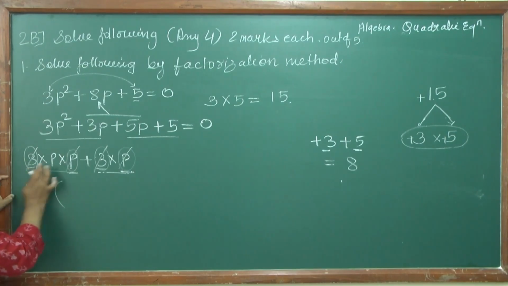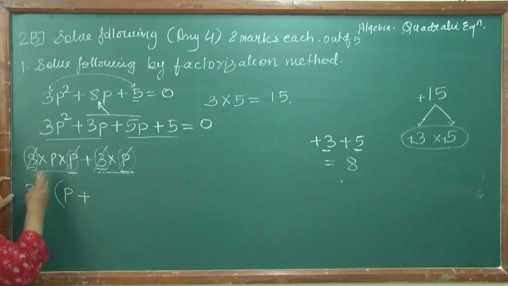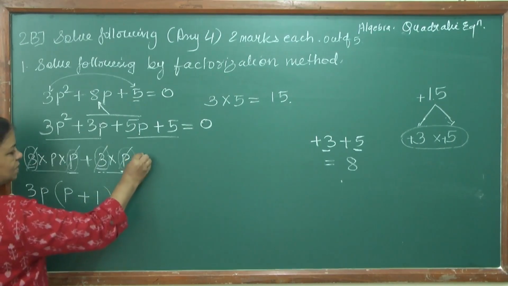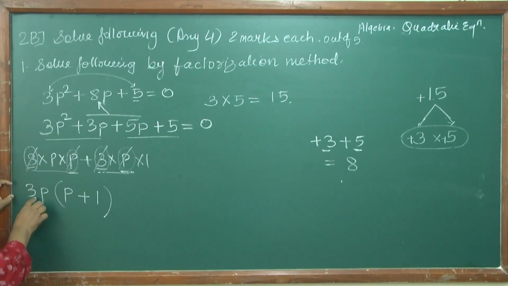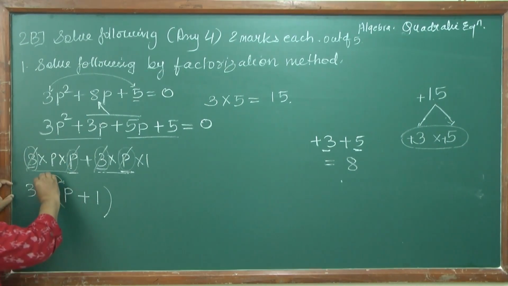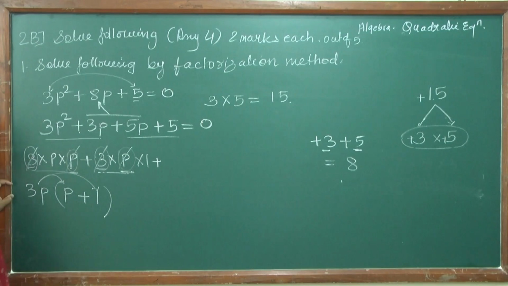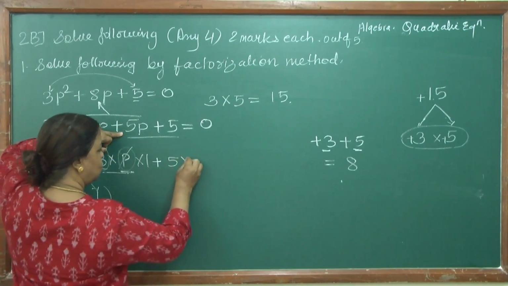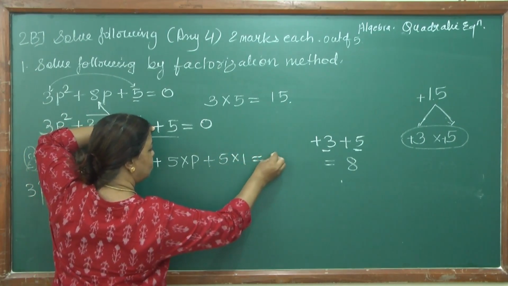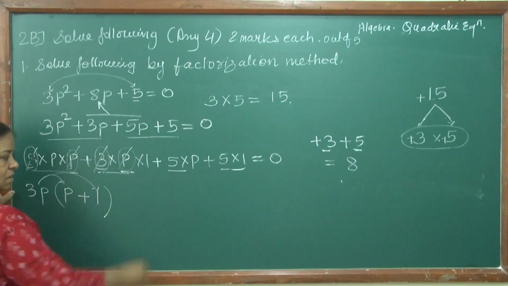What is left? If 3p is out, what is left? P. Then what is the sign? Plus. So 3p into what will give you 3p? 1. Let me write 1 here. So see, 3p into p is 3p square, 3p into 1 is 3p. Now go for this term: plus 5 into p plus 5 into 1 equal to 0. Now in these two numbers, what is common? 5 is there?